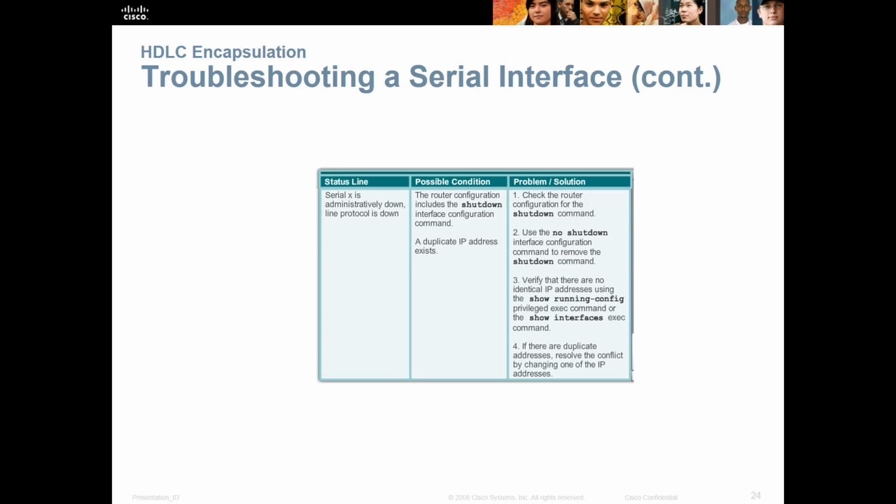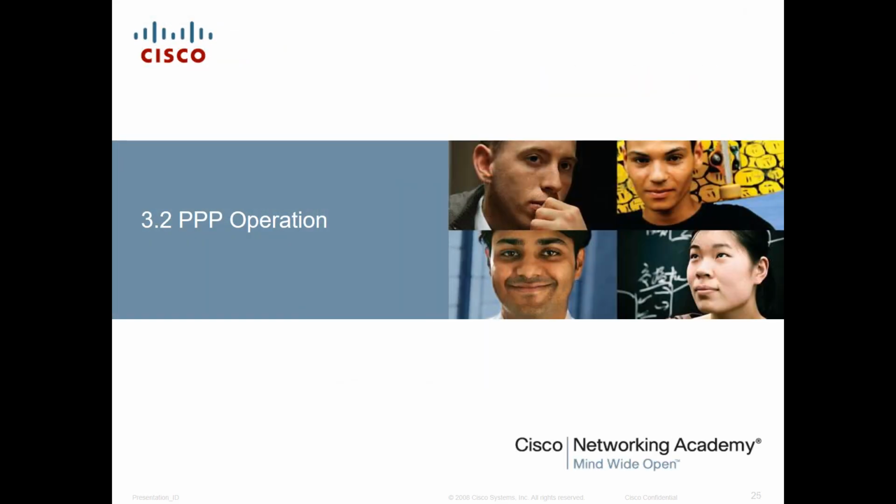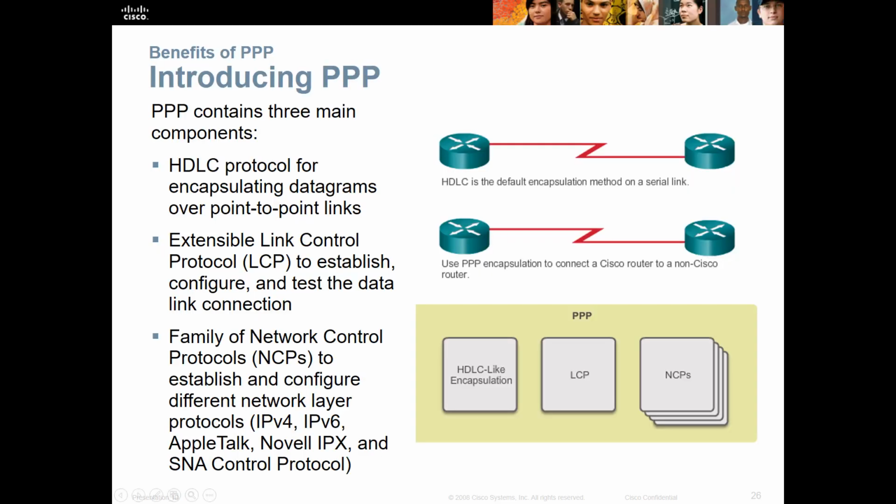So that gives us a brief overview of HDLC. Moving on is the more common PPP. PPP does use something similar to the HDLC-like encapsulation, but it also has what's called a link control protocol and a family of network control protocols.